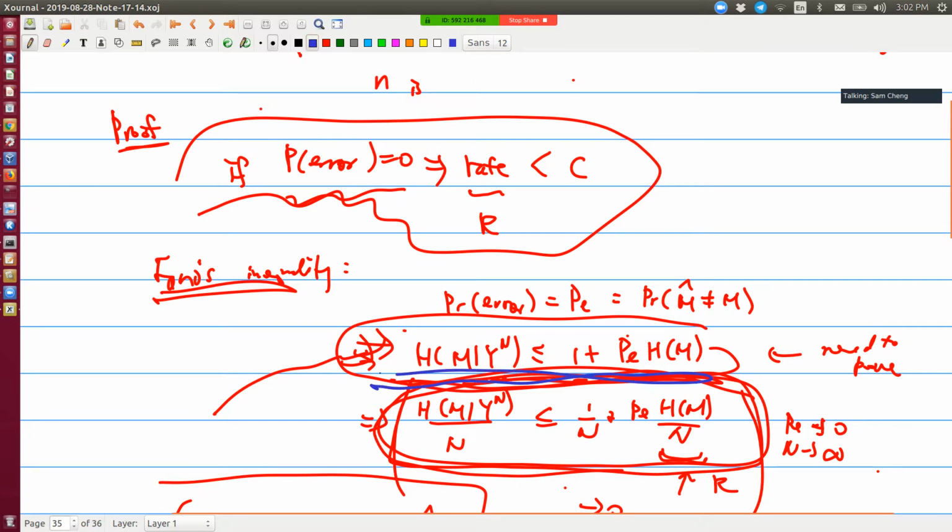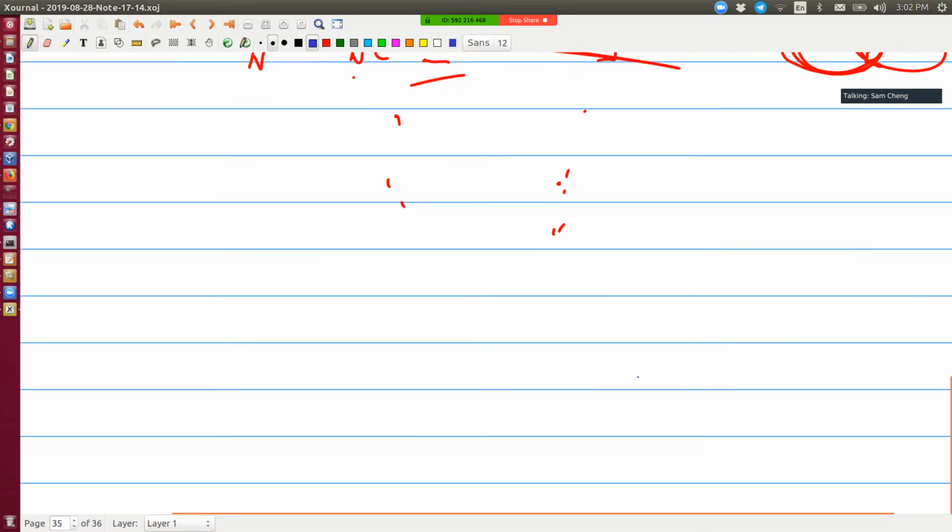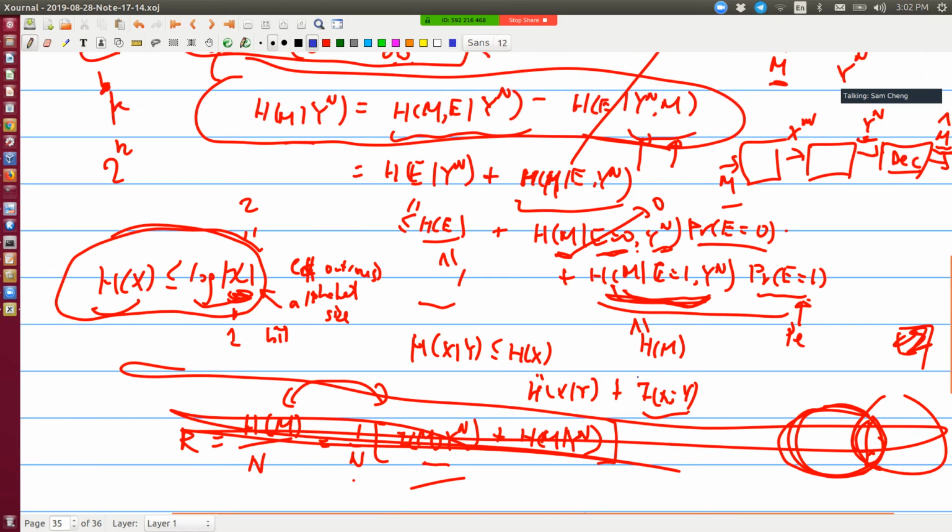It is basically a channel coding setup where we have the output of the channel Y^n, and the message coming in is the message to be transmitted, M. The conditional entropy of M given Y^n is less than this, and this is the final inequality. And P_e here is the probability of error. And so we ended just at the beginning of showing the converse proof.